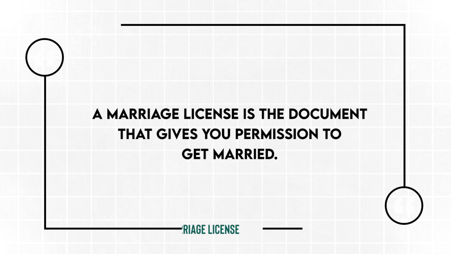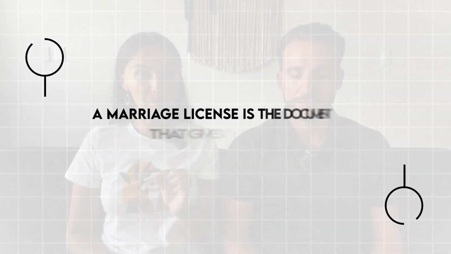A marriage license is the document that gives you permission to get married. In some states, when you apply for your marriage license, you will have an option to indicate that you want to change your last name. If that's the case in your state, you can choose your new last name right on the marriage license.